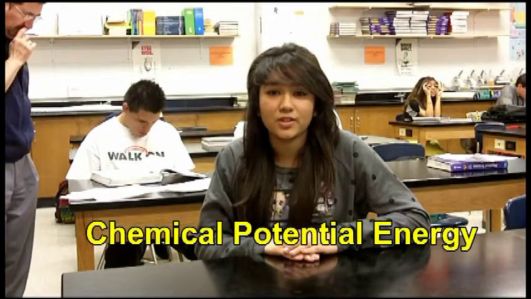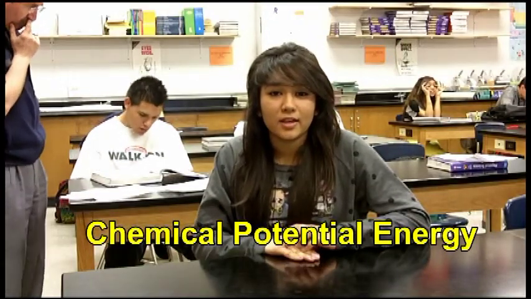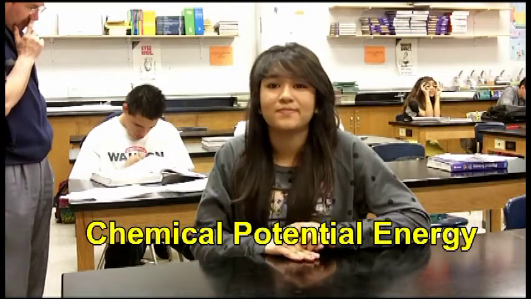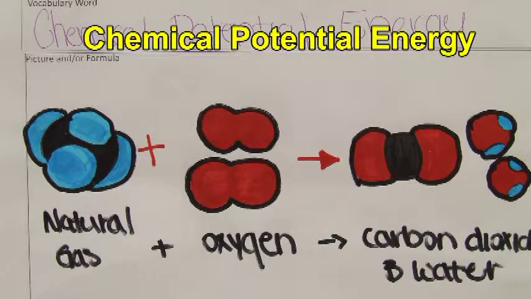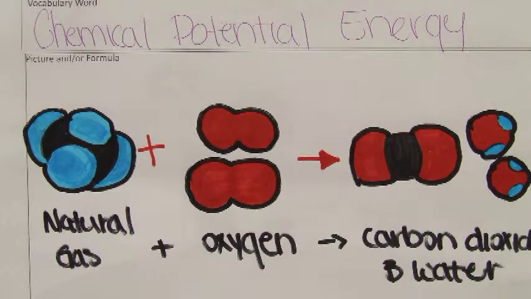Chemical potential energy is energy stored in the chemical bonds of atoms. This picture shows the chemical energy stored in the food that we eat, and that's where we get the energy for our living activities. An example of chemical potential energy is when natural gas burns. It combines with oxygen to form carbon dioxide and water. In this chemical reaction, chemical potential energy is released.